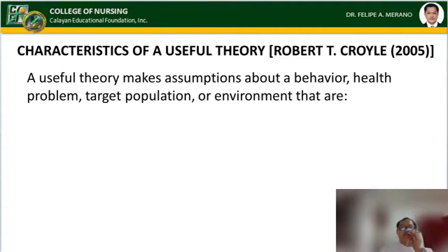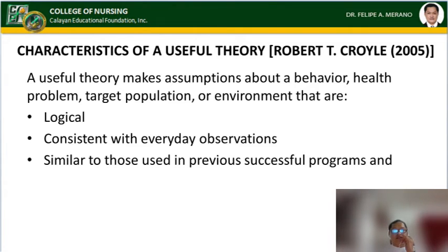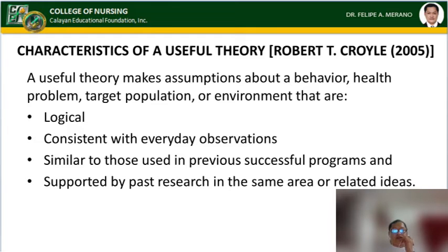Next, characteristics of a useful theory by Robert Croyle. A useful theory makes assumptions about behavior, health problems, target population, or environment that are logical, consistent with everyday observation, similar to those used in previous successful programs, and supported by past research in the same area of related ideas.